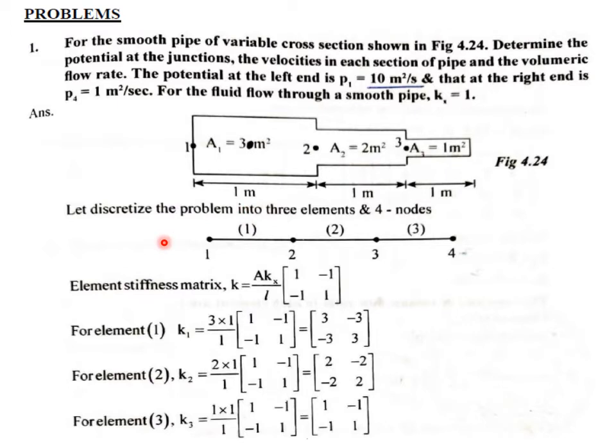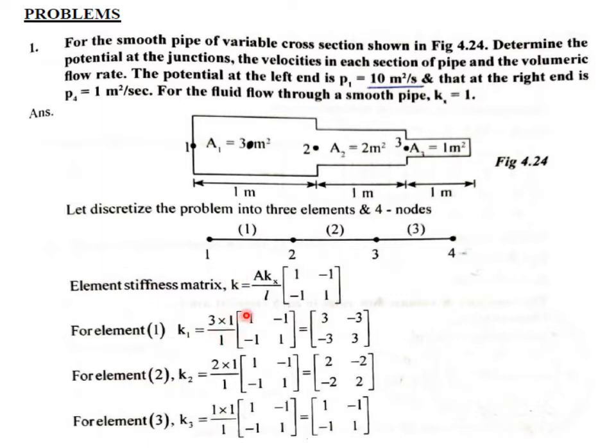So the first initial step is we have to discretize the given structure, or draw the FE model of the given problem. Basically, it is a 3 element problem with 4 nodes: node 1, node 2, node 3, and node 4. Element 1, element 2, element 3. First we have to find the elemental stiffness matrix for all the elements. The general equation for the elemental stiffness matrix for fluid flow is K is equal to A Kx by L, [1 minus 1; minus 1 1].